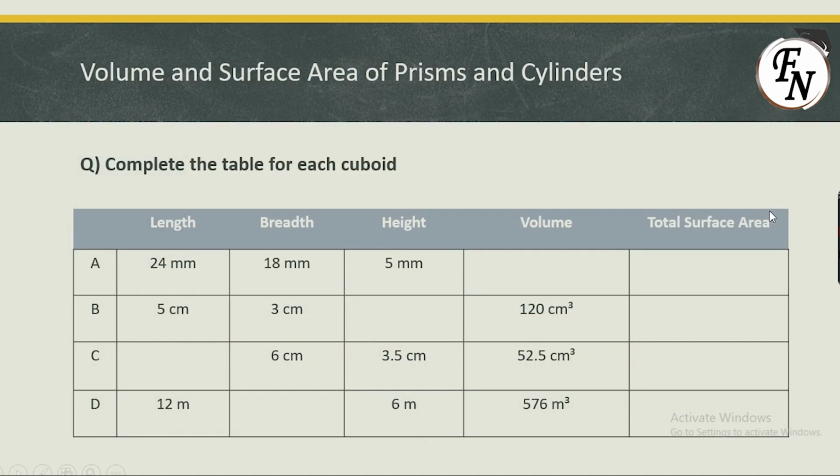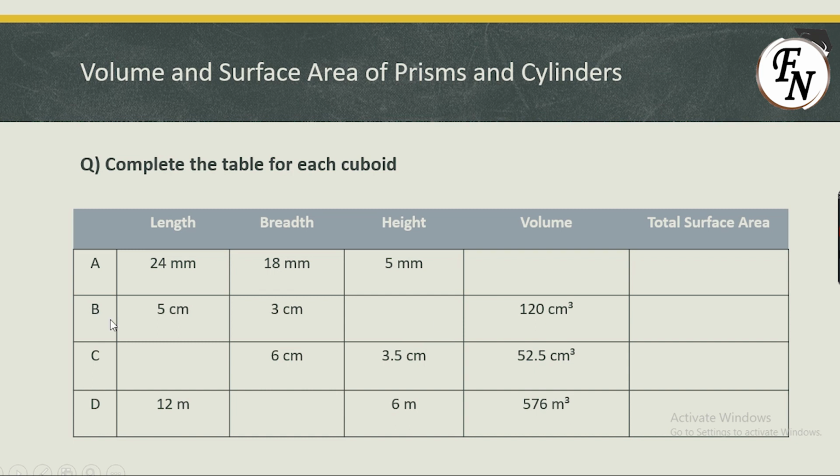This is a table given to us with the dimensions of cuboids. If I talk about cuboid A, it has a length of 24 millimeters, a breadth of 18 millimeters, a height of 5 millimeters, and the volume and surface area are missing. So this turns out to be a simple case as discussed earlier. But when we move to part B, it has a 5 centimeter length, a 3 centimeter breadth, but the height is missing, and now the volume is given and the surface area is missing.